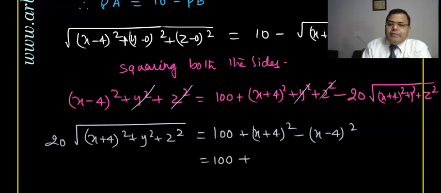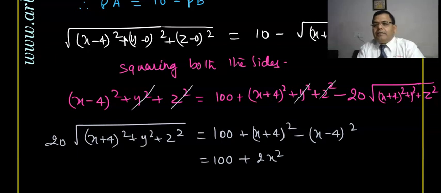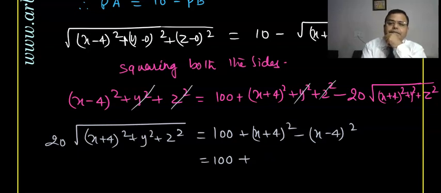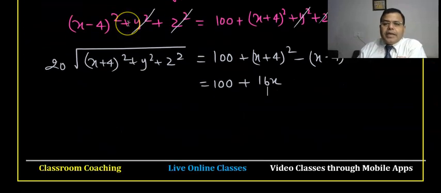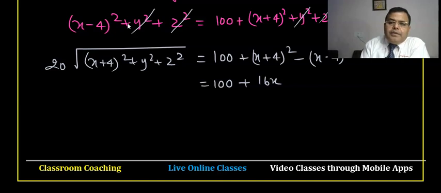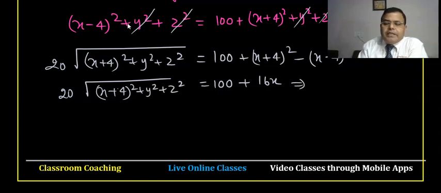That will be nothing else but 100 plus x square, minus 8x and plus 8x, that is 16x, right? Now that would be 16x, nothing else but 16x will be left. Everything will cancel out here. x square will cancel out. a plus b, a minus b, you can do that even. So that will be 16x. Now this is 20. Squaring again, or you can divide by 4, you will get it. That is 20 under root x plus 4 whole square plus y square plus z square, which will be nothing else but, if you divide by 4, 5 under root x plus 4 whole square plus y square plus z square is equal to, if you divide by 4, 25 plus 4x, right?